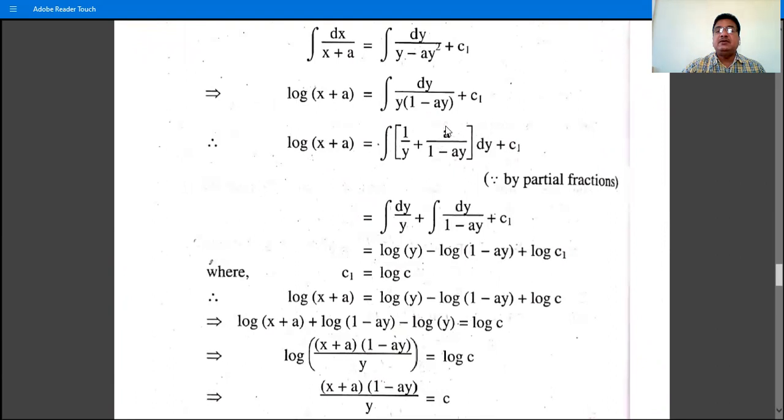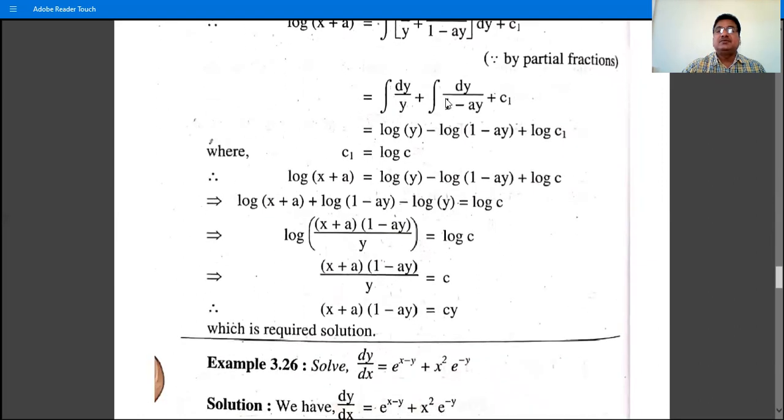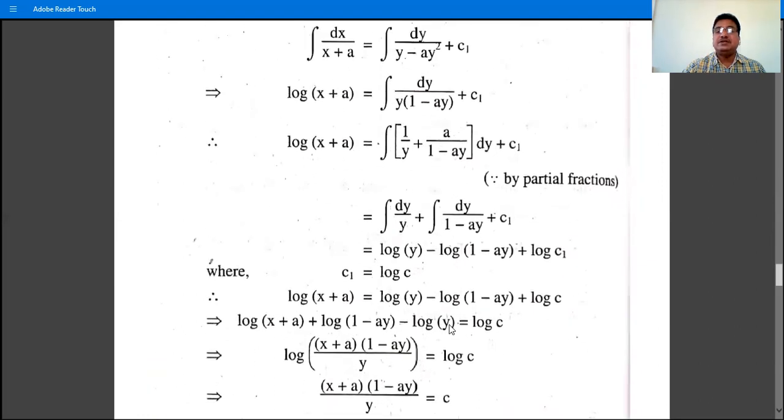divided by a and into this a, which becomes 1. So a as it is, right? And then the integration of 1 by (1 minus ay) by using the rule 1 by (ax plus b). What is the integration of 1 by (ax plus b)? Log (ax plus b) divided by a.